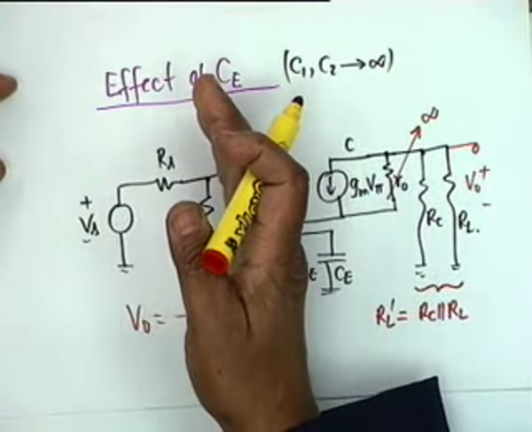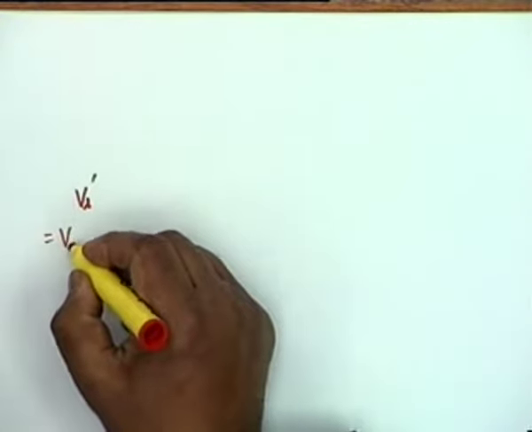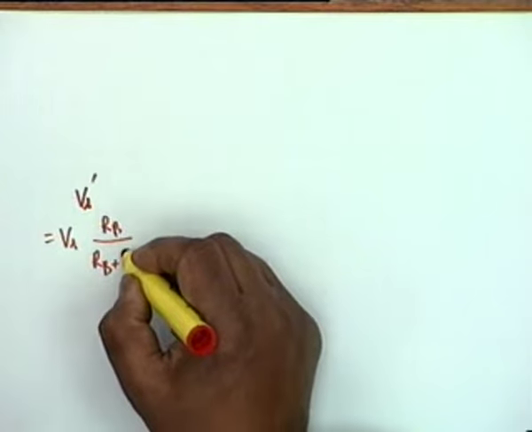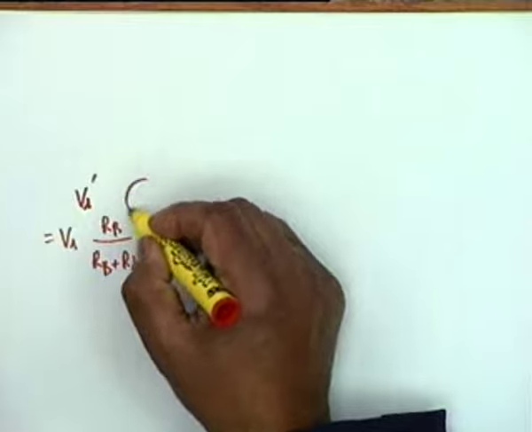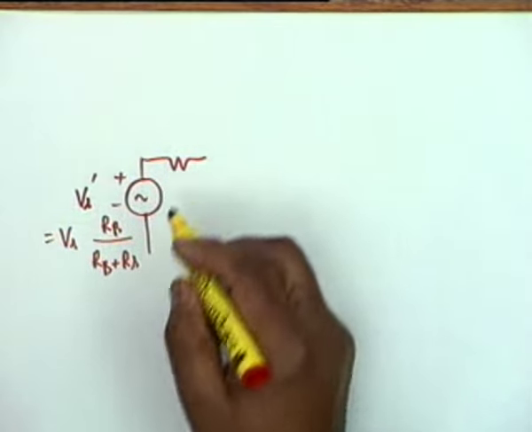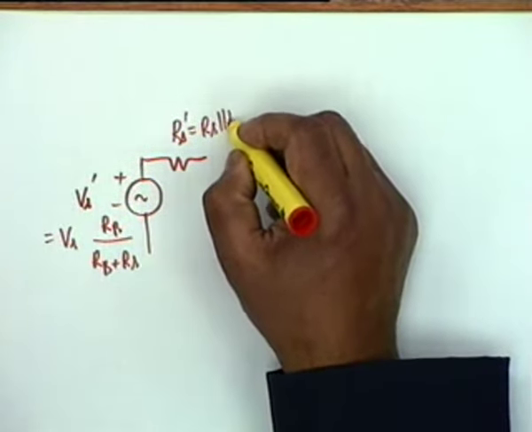Is this point clear? We apply Thevenin to the left. Then we get Vs prime, which is equal to Vs Rb divided by Rb plus Rs. Okay, a voltage source Vs prime in series with a resistance which is Rs prime, which is the parallel combination of Rs and Rb.